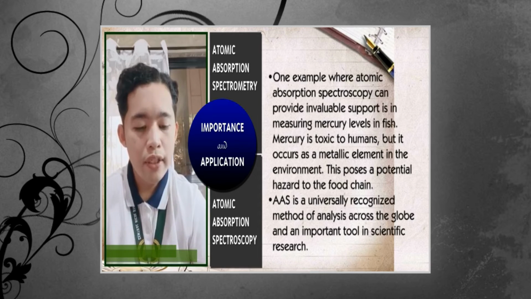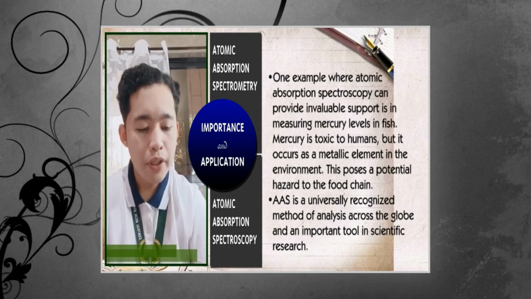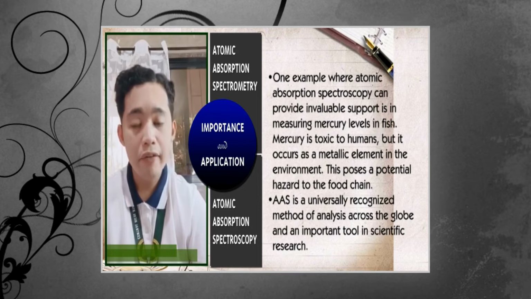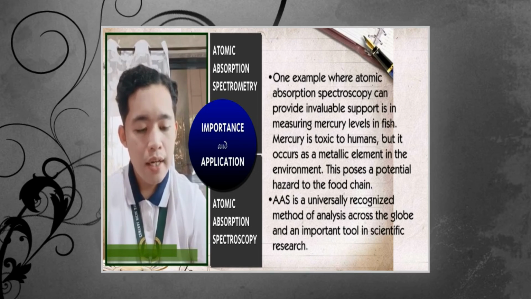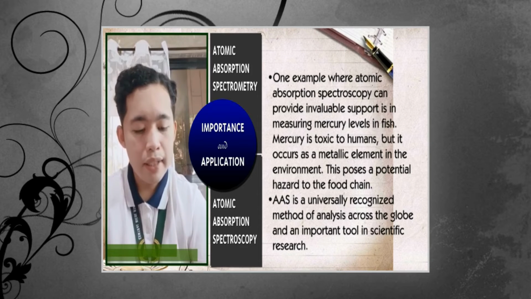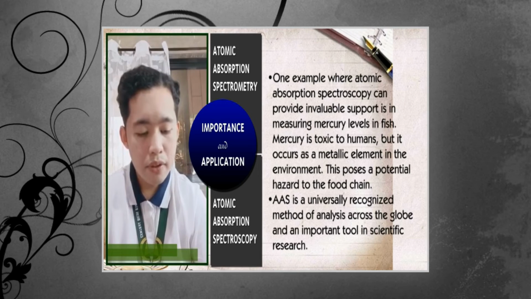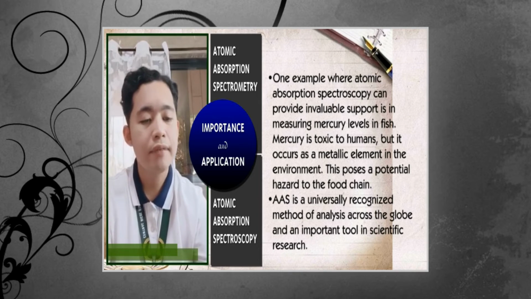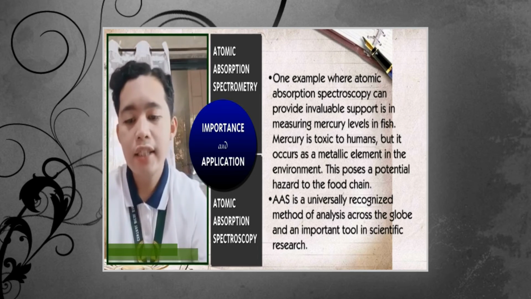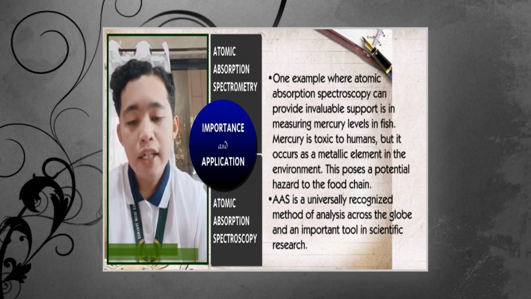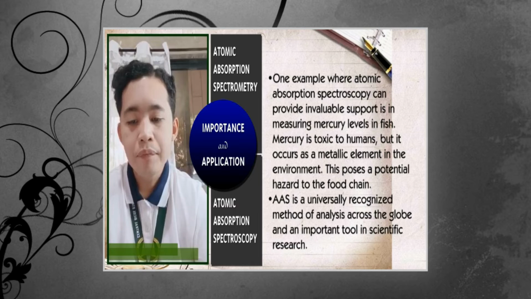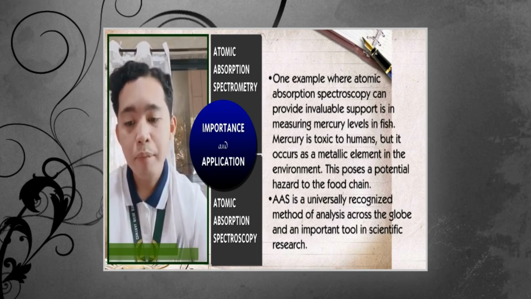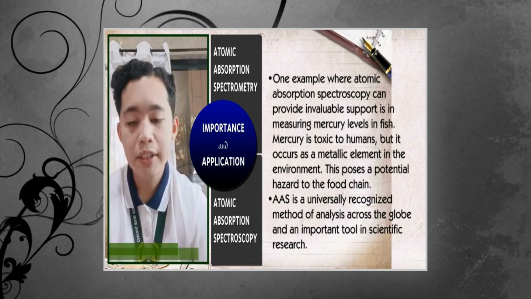One example where atomic absorption spectroscopy can provide invaluable support is in measuring mercury levels in fish. Mercury is toxic to humans, but it occurs as a metallic element in the environment. This poses a potential hazard to the food chain. And last but not the least, AAS is a universally recognized method of analysis across the globe and an important tool in scientific research.